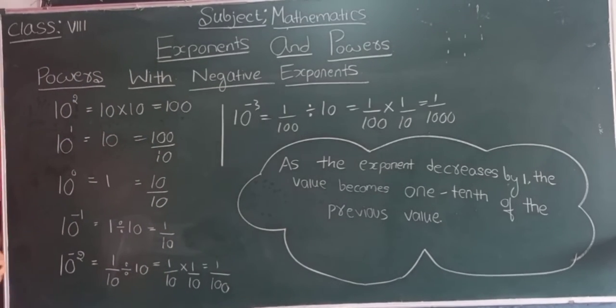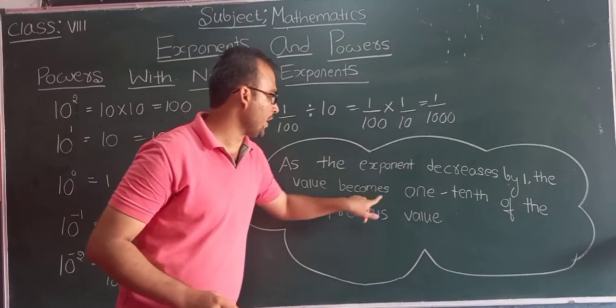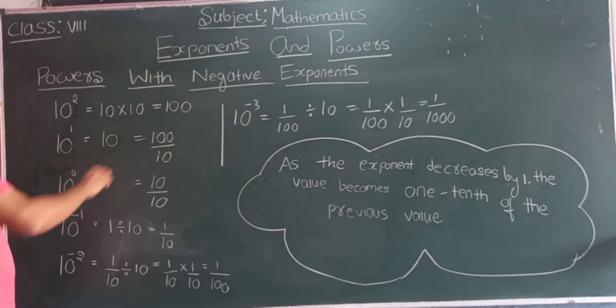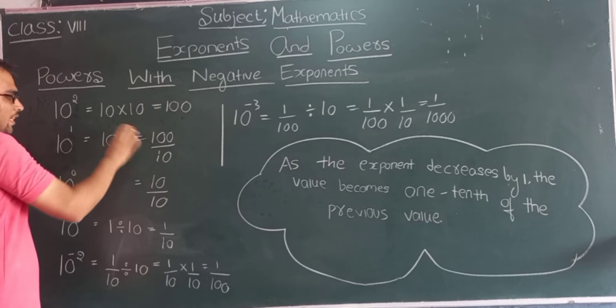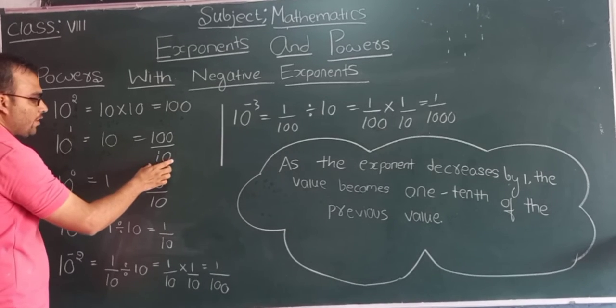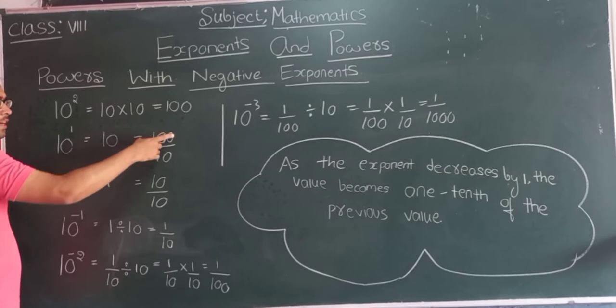Okay, now come to this, students. Here the exponential value is 2, and here the exponential value is decreased by 1, that is it became 1, and in this case also the exponential value is decreased by 1, that is from 1 to 0. Then when the exponential value is decreased by 1, the value becomes 1/10 of the previous value. So look at here. The previous value was 100, so the second value will become 1/10. That is, to get the second value, we have to divide the previous value by 10. So what have we got? 100 by 10 is what?